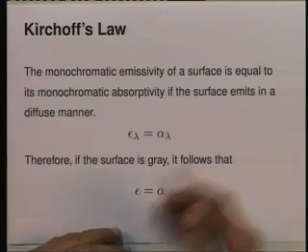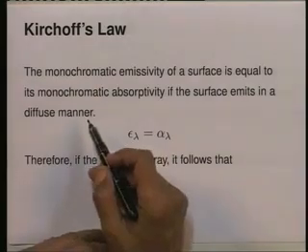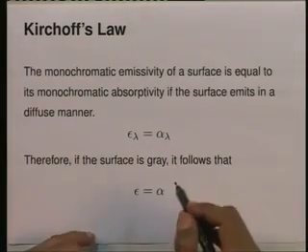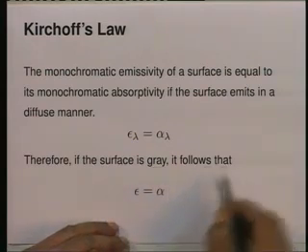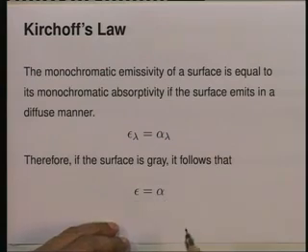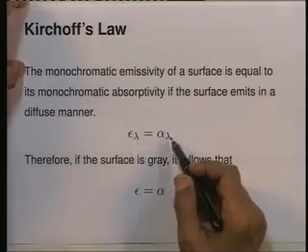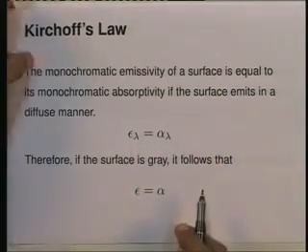Now, a consequence of this is that if, in addition to emitting in a diffuse manner, the surface is also gray, it follows that epsilon is equal to alpha, emissivity is equal to absorptivity, and this is quite easy to show. If epsilon lambda is equal to alpha lambda and the surface is gray, then epsilon becomes equal to alpha. Now, let us show that. It is relatively easy to show.